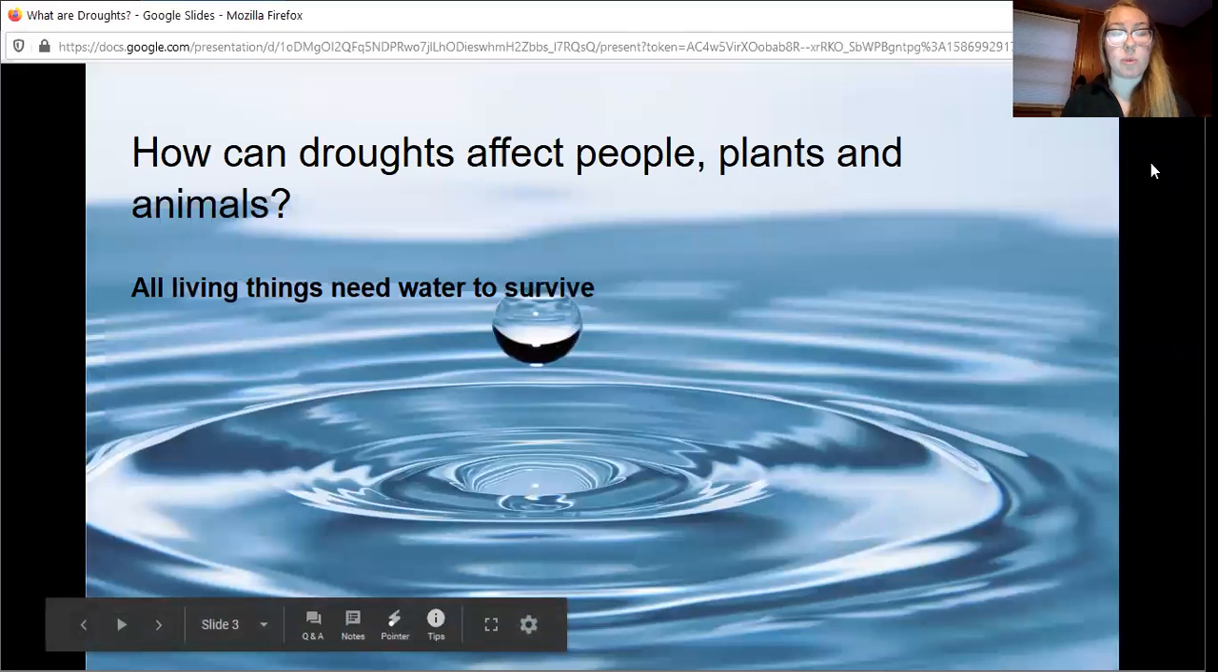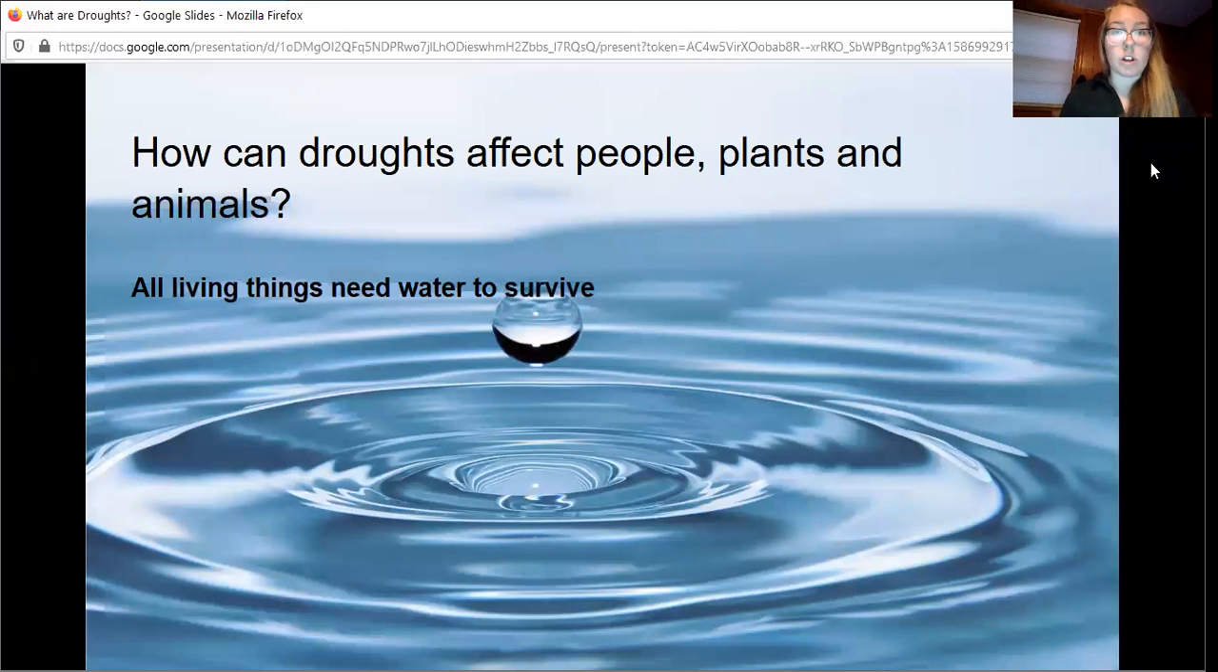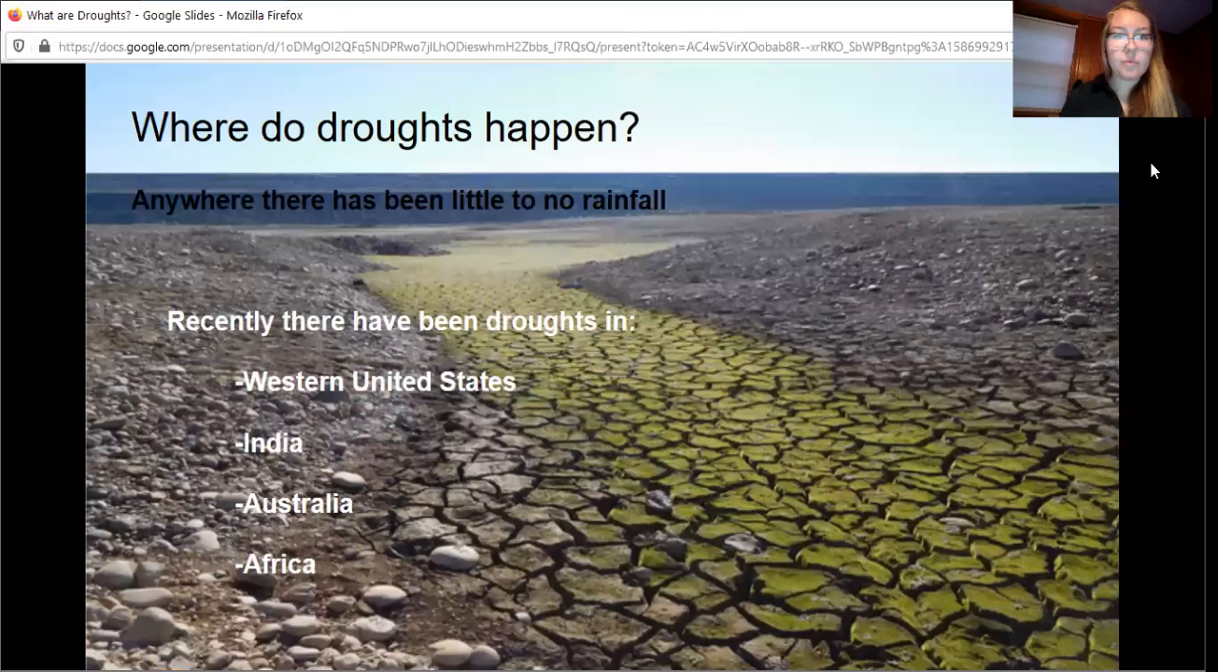How can droughts affect people, plants, and animals? Well, we all know that living things need water to survive. I need to drink water every single day, so do you. A plant needs to be watered, it needs sunlight, and it needs water. Animals need water too. So if we don't have any water, then not only can we not get our basic need of drinking water, but we can't grow plants and we can't grow vegetables, and we can't raise animals to eat, right? Because animals need water too.